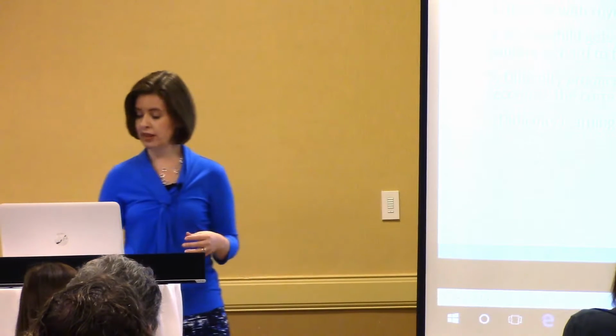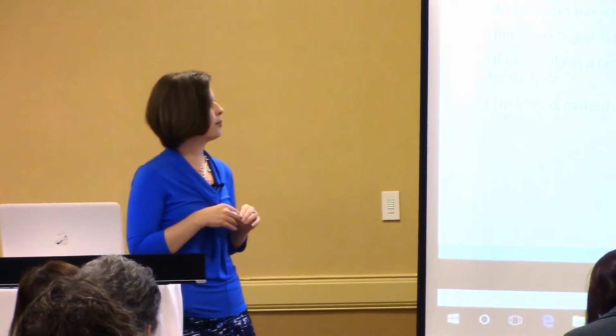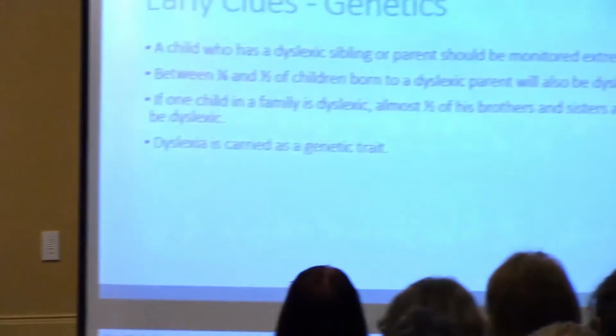Okay, it's very, very common. And as we saw in the video, it's a spectrum. Some people have severe dyslexia, but some people, it's not quite as severe. But regardless, when you see an early warning sign, it's time to pay attention to that and really think about it. A child who has dyslexia, a dyslexic sibling or parent, should be monitored extremely closely.